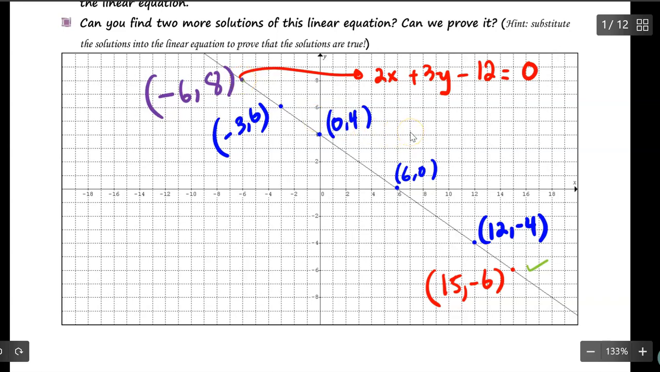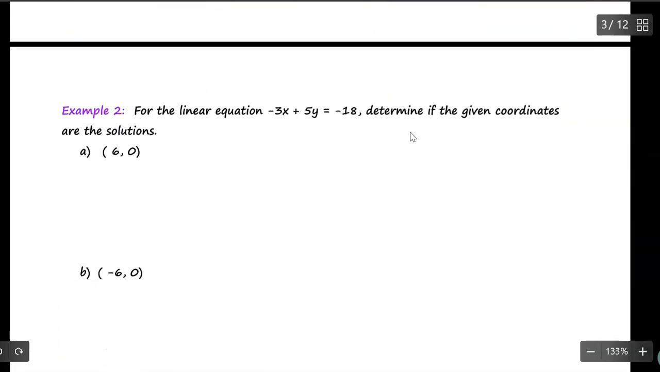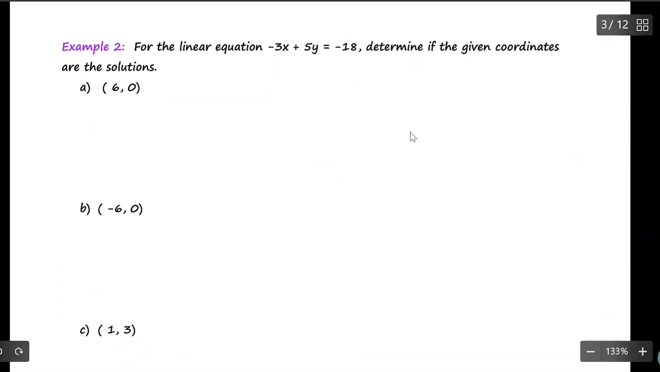Alright, so let's continue to see what we have to do next. For this question, I am giving you a linear equation. Determine if the given coordinates are the solution for this one. So we have 6 and 0. Let's get started. That means you are going to substitute each of these pairs into your equation to see if the left-hand side equals the right-hand side. If they equal negative 18, then that coordinate here is the solution for this equation.